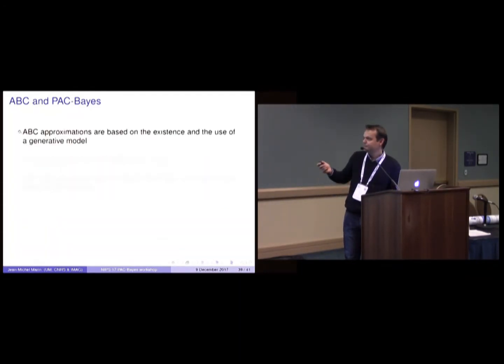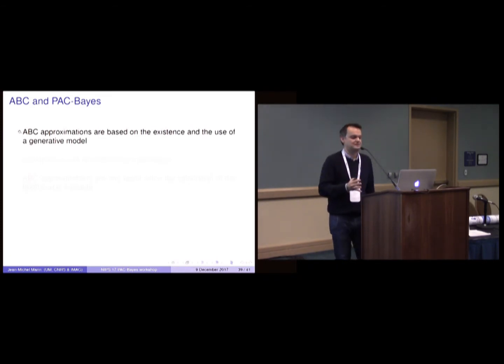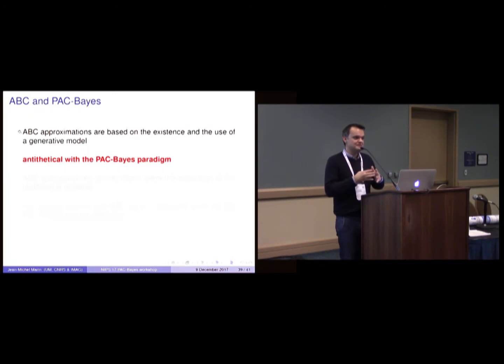Okay, so now ABC approximations are based on the existence and the use of the generative model. I have a generative model, and I use this generative model to simulate my learning set, my reference table. This is, in some sense, antithetical with the PAC-Bayes paradigm, where there is no explicit modelization of the observed dataset.